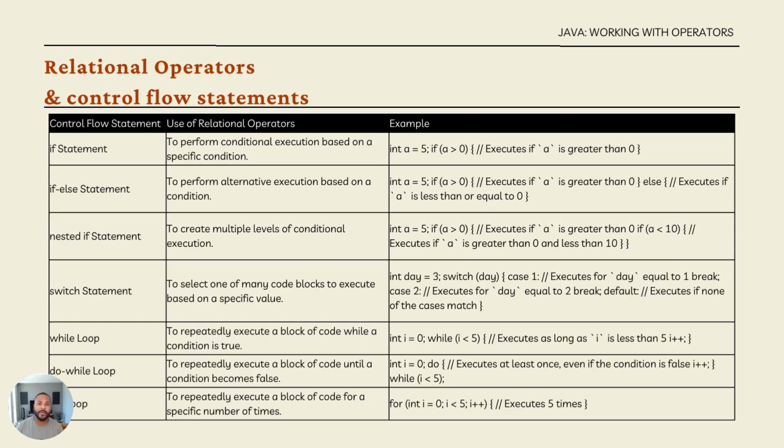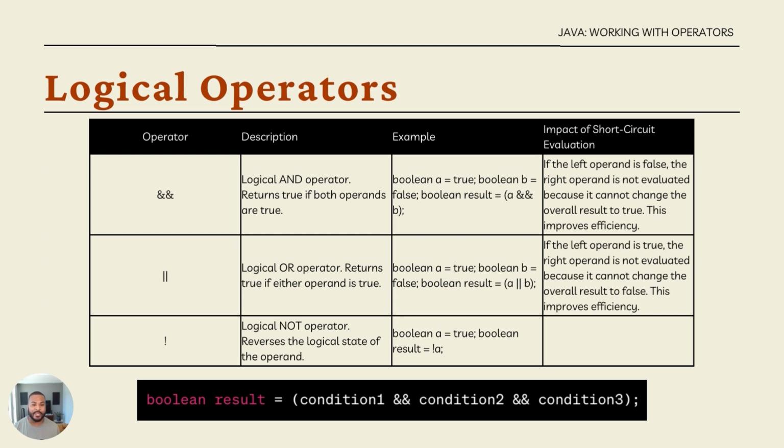Similar to my previous slide, this slide goes a little bit more in detail on relational operators and control flow statements. It gives the control flow statement, the use of relational operators, what they are useful for in the control flow statement, as well as an example. This table has the operators, a description of each, an example, as well as the impact of short circuit evaluation.